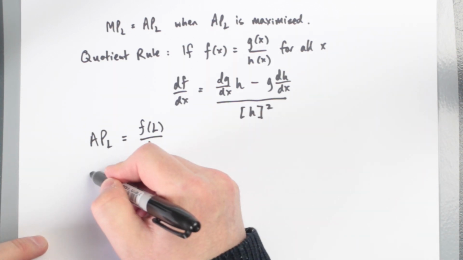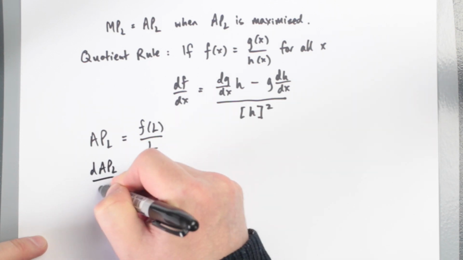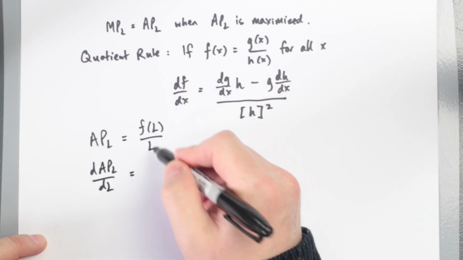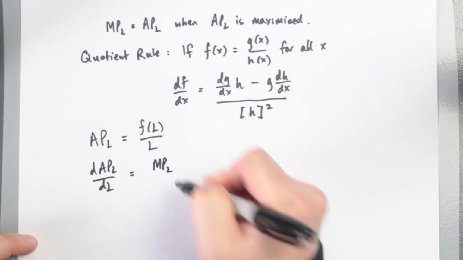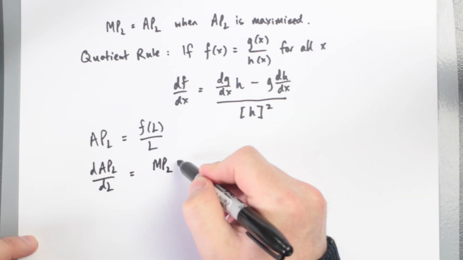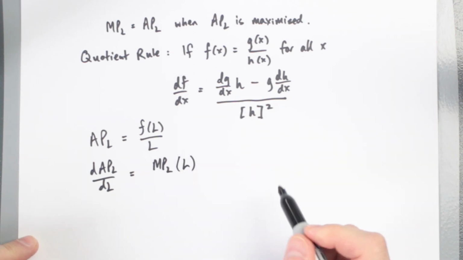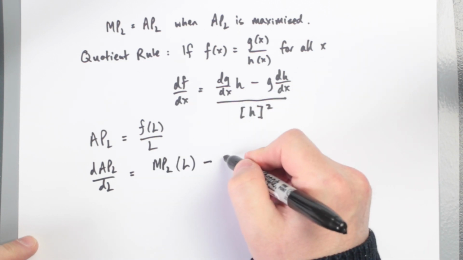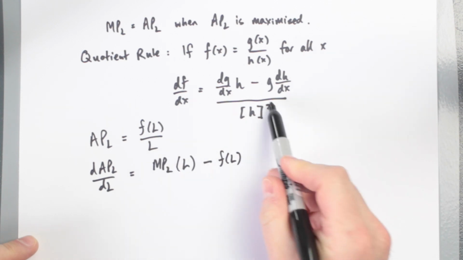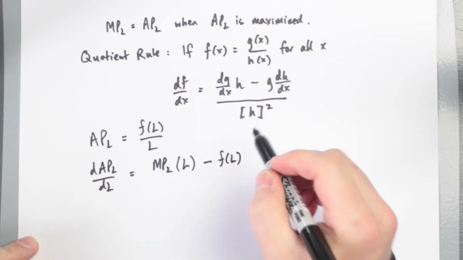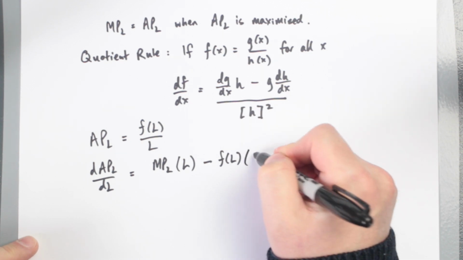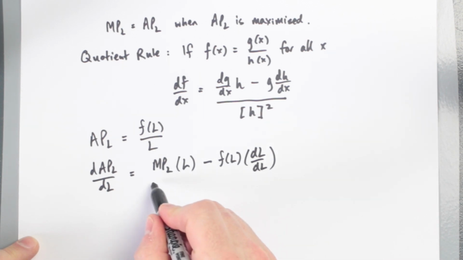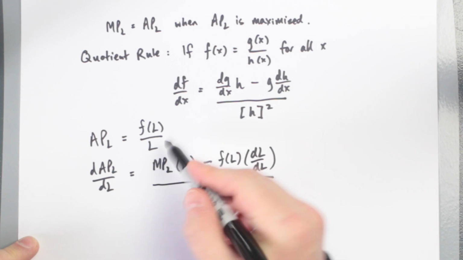So if I differentiate APL with respect to L, let's use this quotient rule. I'm going to differentiate the top, the marginal product of labour, and then multiply it by L. So that's the first expression here. Then I'm going to deduct the derivative of f of L. This is our g. And then differentiate the bottom, which of course is just dL, so that's just equal to 1. Okay. And then I divide everything by L squared.